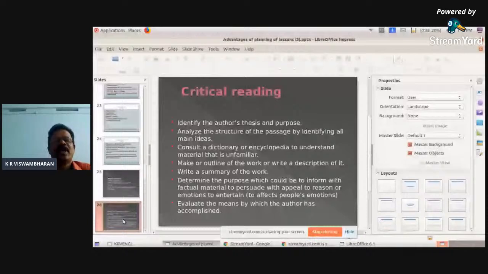author's perspective. So when we think about critical reading, first of all, we should identify what is the author's thesis and purpose. This is the very important thing. What is his perspective? And we analyze the structure of the passage by identifying all the main ideas. Major ideas will be there, and elaborations of each idea will be there. When you are reading critically, there is no provision for missing any idea. So we must identify all main ideas.